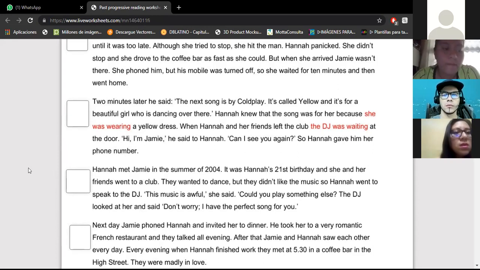Two minutes later, he said, "The next song is by Coldplay. It's called Yellow and it's for a beautiful girl who is dancing over there." Hannah knew that the song was for her because she was wearing a yellow dress.